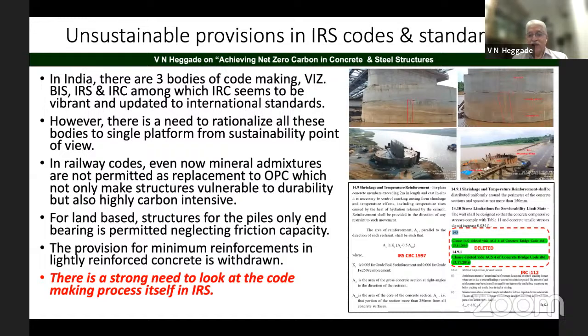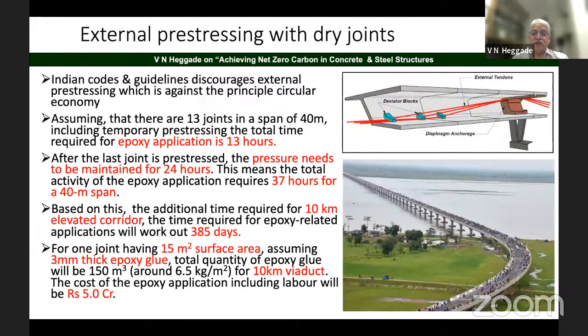What I see is, for massive constructions like this, some codes do not allow mineral admixtures like slag and fly ash, which would reduce carbon dioxide emission. Not only that, they would also make the structure less crack prone, because if you use a lot of OPC, there's a heat of hydration and the structure is vulnerable. It's a crack-prone structure, so we'll have to allow that. Some of the codes make sure that mineral admixtures are not allowed.